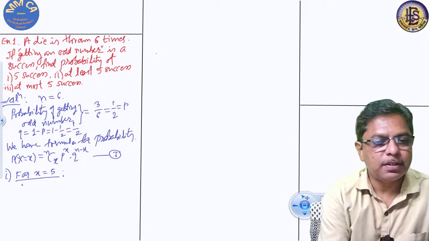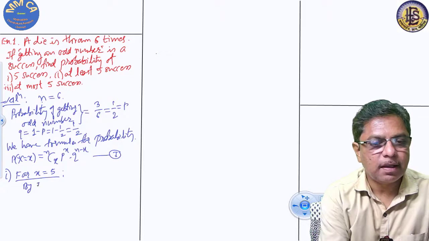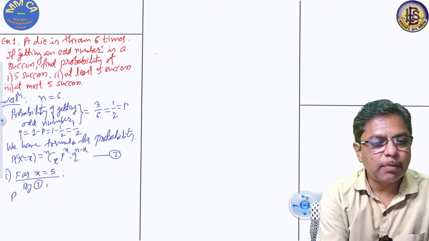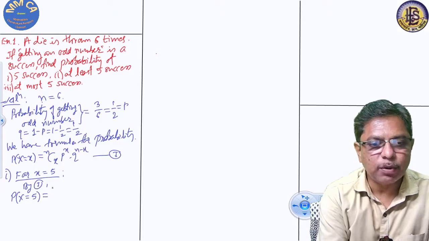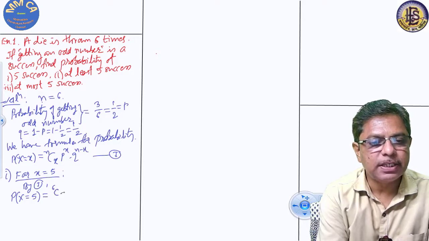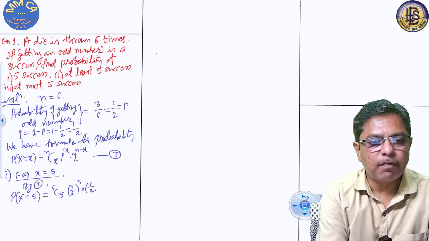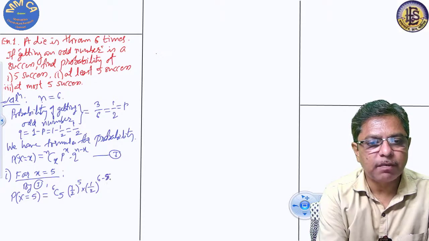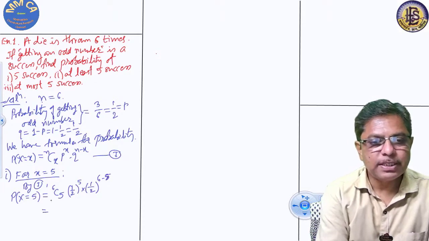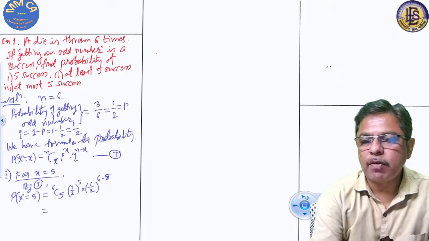By first, probability of capital X is equal to 5 is equal to n is 6C5 into probability of p is 1/2 raised to x, x is 5, into q, this is 1/2 raised to n minus x, this is 6 minus x is 5. Okay. So 6C5, here I will write that formula.